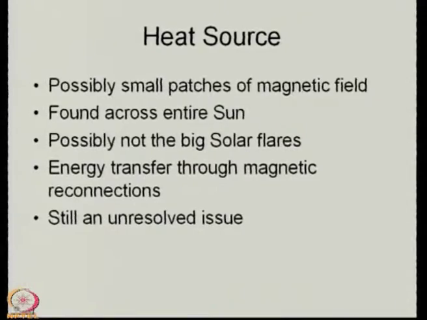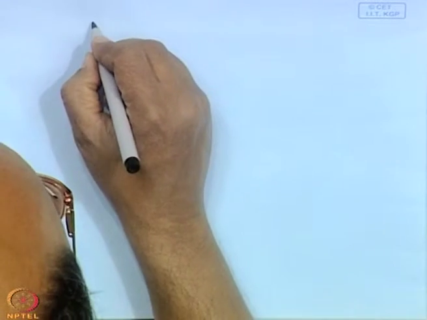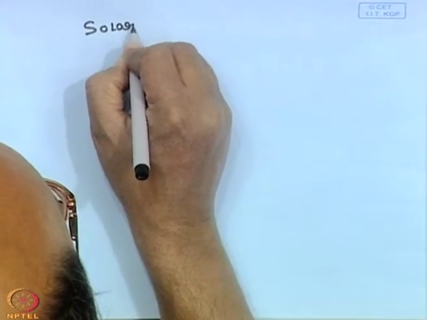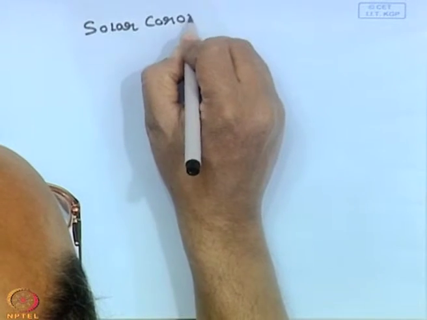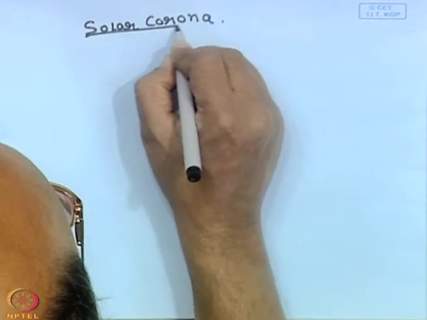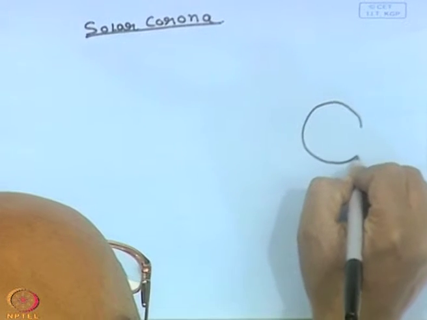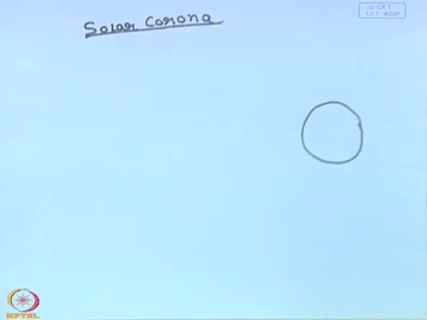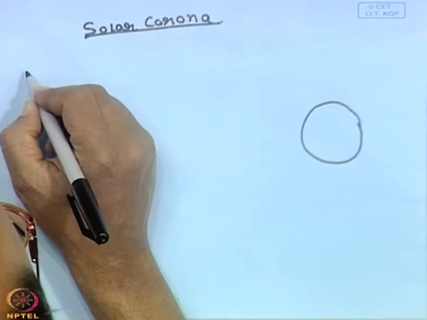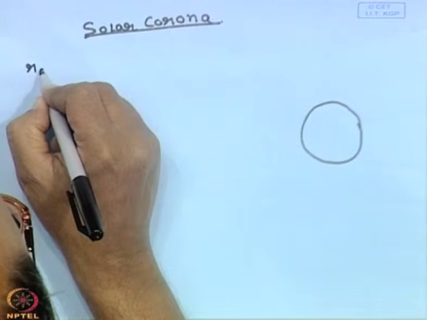Let us not bother about what heats the solar corona. What we are concerned with is as follows. Let us try to model the solar corona. So we are going to try to make a model for the solar corona. So this is the surface of the sun.